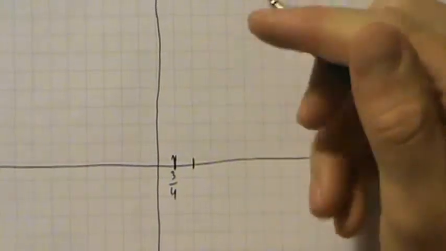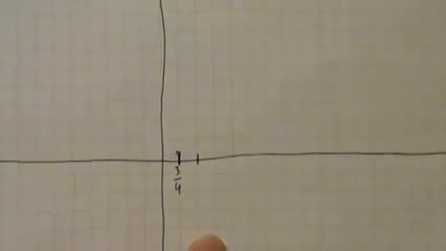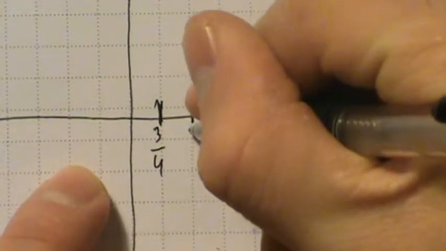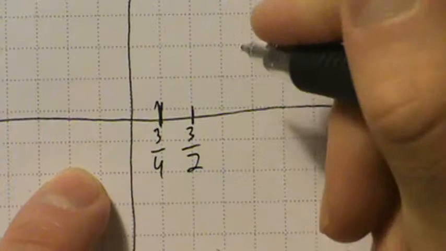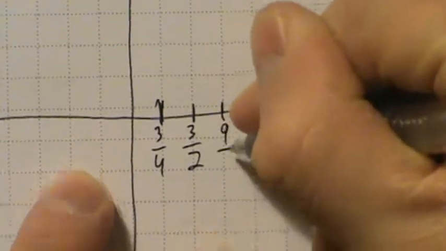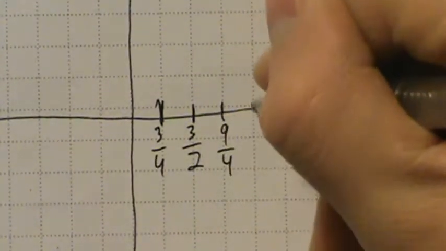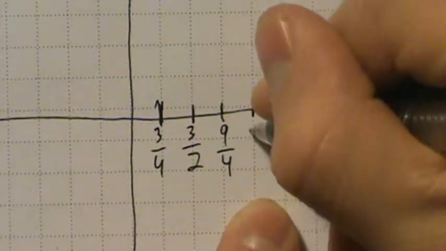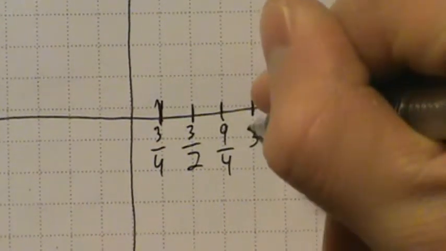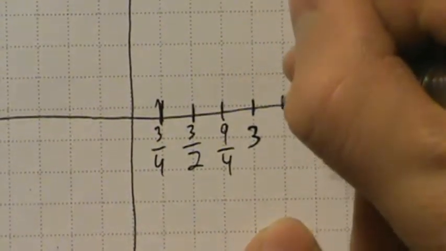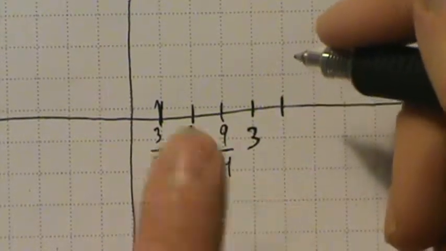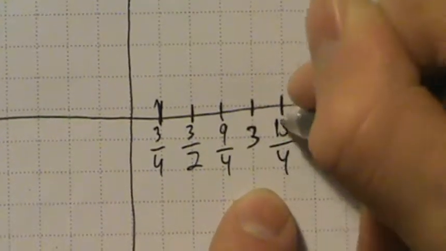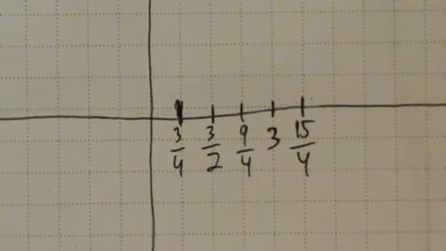So 3/4, and then this is going to be another 3/4, so it's going to be, zoom in a little bit, 6 over 4, which actually reduces to 3 halves. This is going to be 9 over 4, which does not reduce. And then this is going to be 12 over 4, which reduces to 3. And then this is going to be, let's see, 3, 6, 9, 12, 15 over 4. Let's stop there, and then we'll go the other way now.